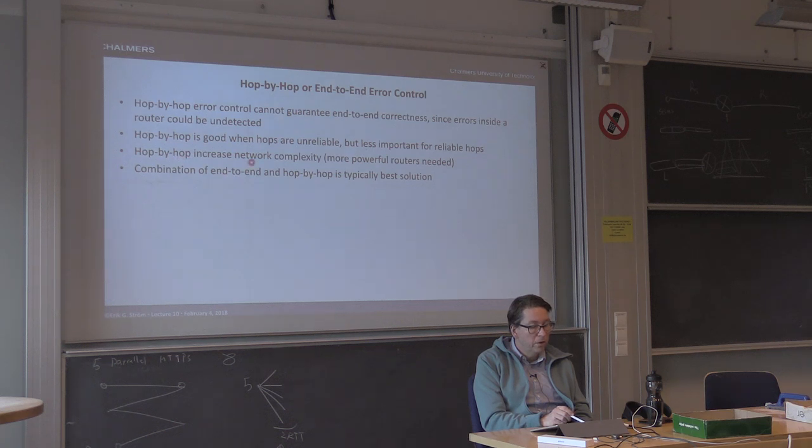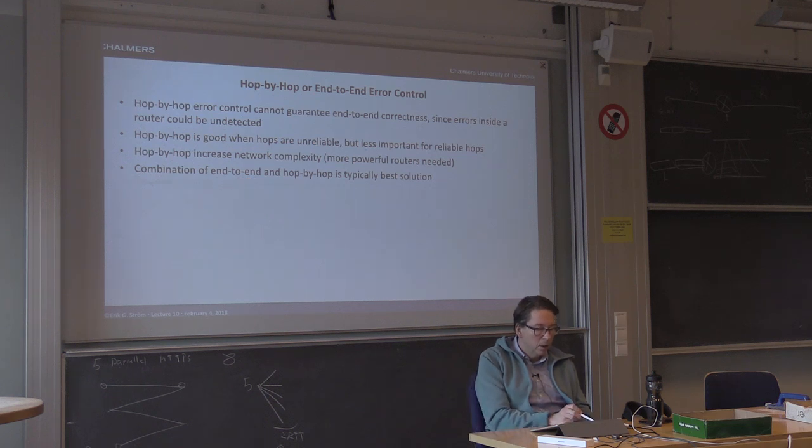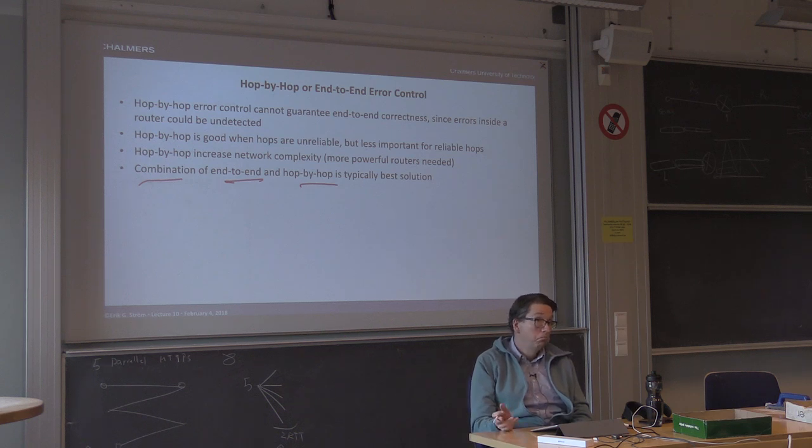Hop-to-hop error control increases network complexity, right? Because we need more things there. As we will see, we need retransmission protocols, we need error detection and so forth, which requires some computations, etc. So we don't want to put that in just because, right? We just want to put it in when it makes a difference. Okay, and then at the end of the day, it's a combination of end-to-end and hop-to-hop, which is the typical solution. And one has to trade these against each other.